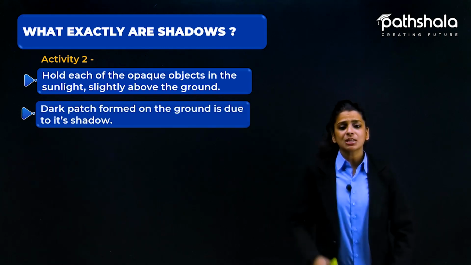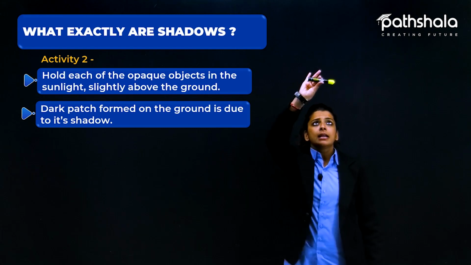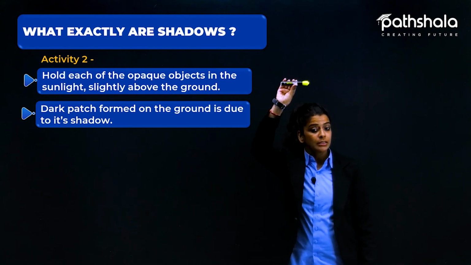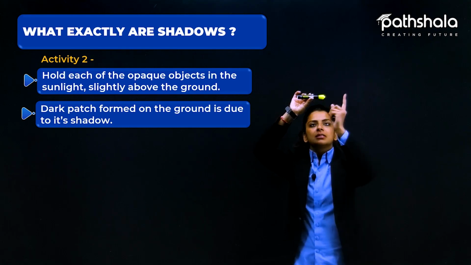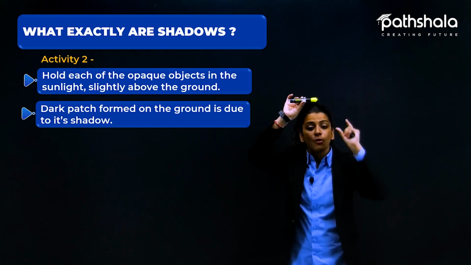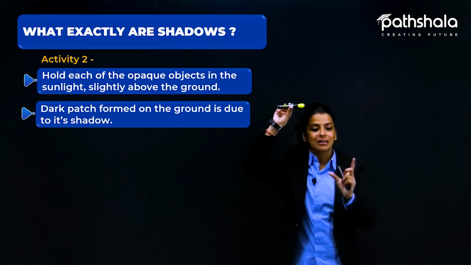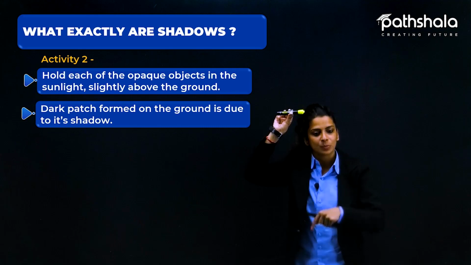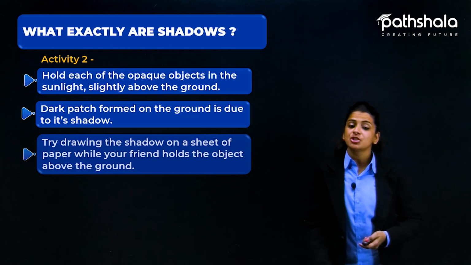Next is, the dark patch formed on the ground is due to its shadow. Now, secondly, this was the object that I was holding earlier. But if you look down on the ground, you'll see that the shape of this object is being formed in the black color patch on the ground. आपको इसी का black color का patch similar size का आपको ground पे नजर आएगा. So what are those? Those are the shadows.